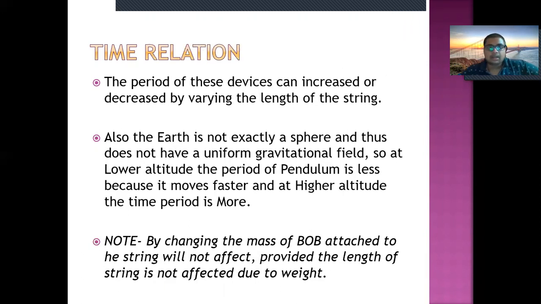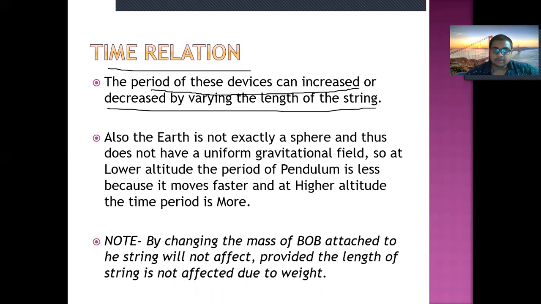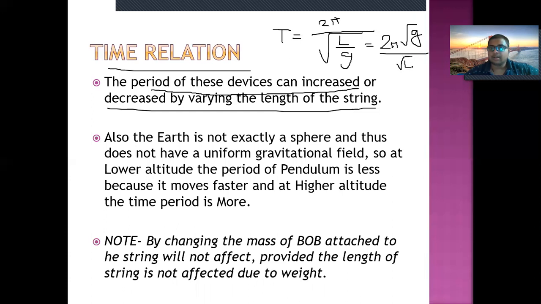Let's move forward to the time relation now. The period or the time of these devices can be increased or decreased by varying the length of the string. Can you guess it? Because you know the formula now. T equals 2 pi upon square root of L by G, which can also be written as 2 pi times the square root of L upon square root of g. So now this time period can be increased or decreased by increasing or decreasing this value.